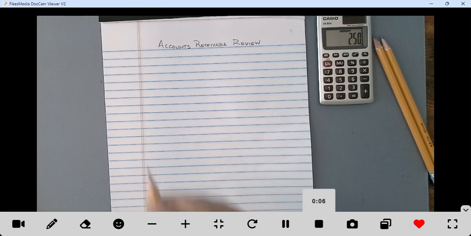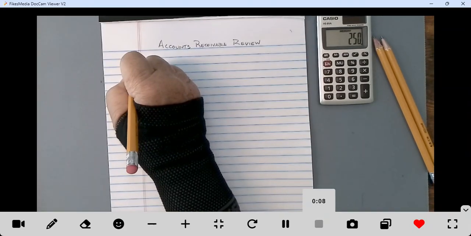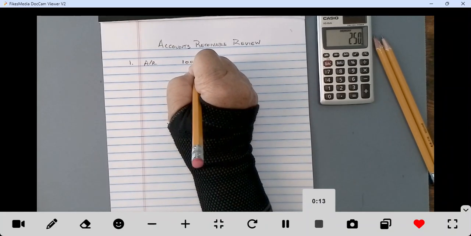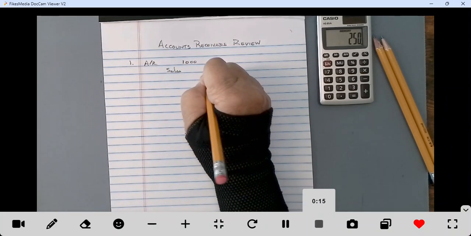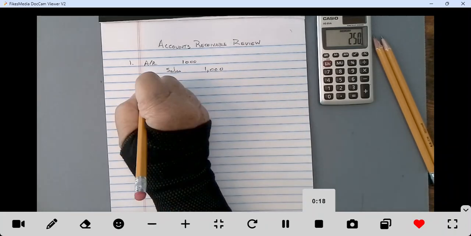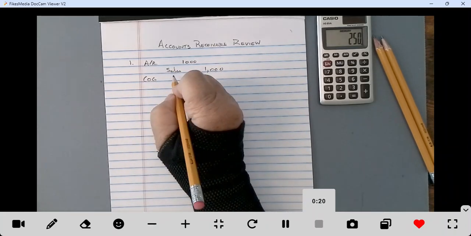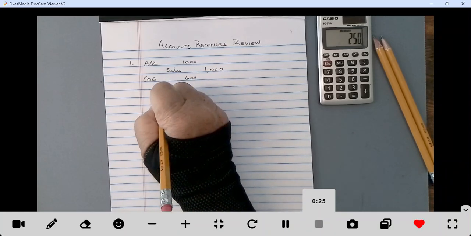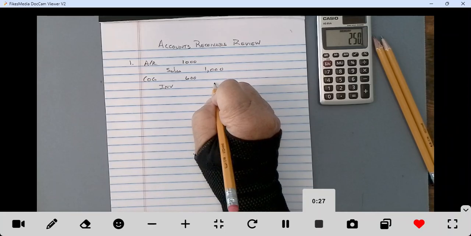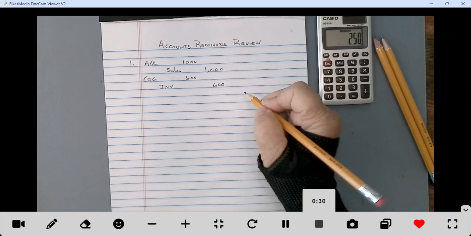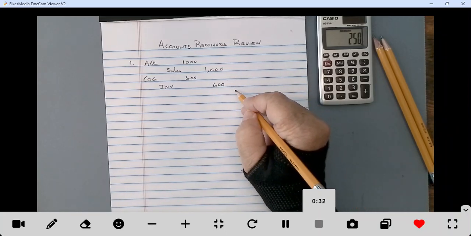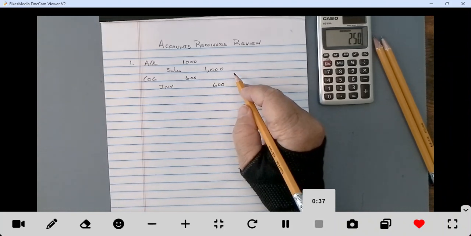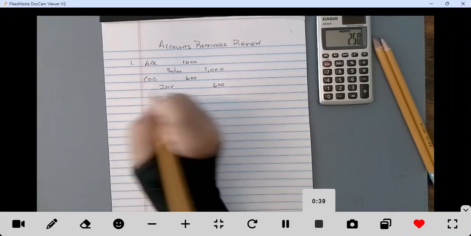Accounts receivable review. Just a quick review. Well, number one, the accounts receivable journal entry. That we know. Cost of goods sold goes along with your sales, okay? So the problem will either state a percentage that is cost of goods sold, or it will state to ignore the cost of goods sold. So look for the application when you're dealing with accounts receivable journal entries and adjustments.